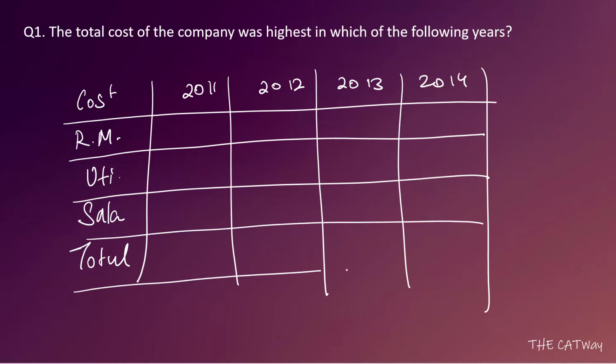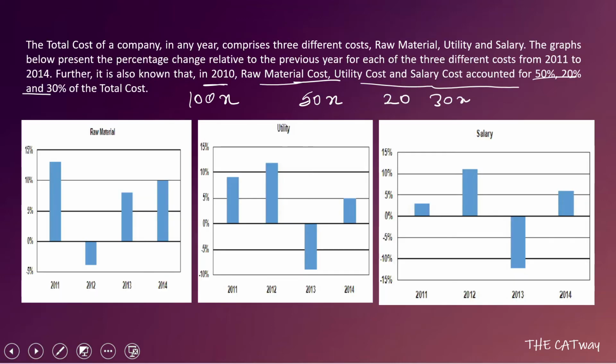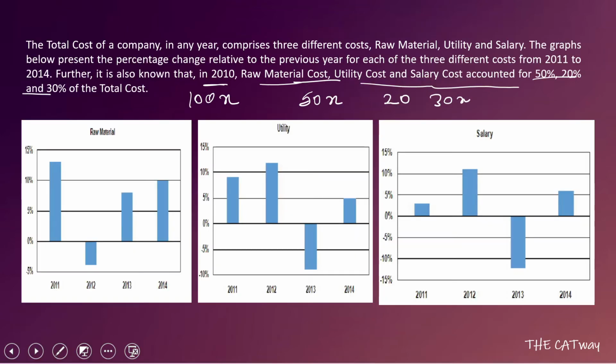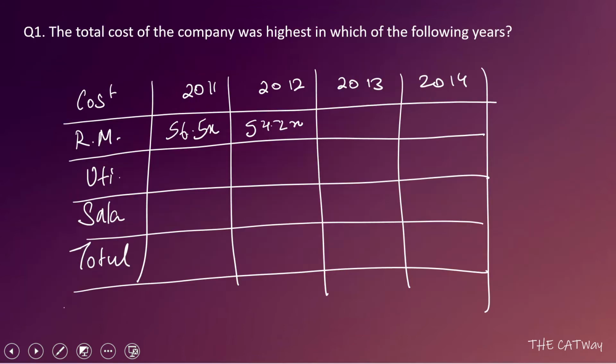As I have told you, as you can see from the graph, raw material is going to increase by 13% in 2011, and it was 50x in 2010. So 50x into 1.13 would give me a value of 56.5x. After that in 2012 it is decreasing by 4%, that means it will be multiplied by 0.96. So the value in 2012 will be 54.2x. Similarly in 2013 it is increasing by 8%. So an 8% increase would give me 58.6x.